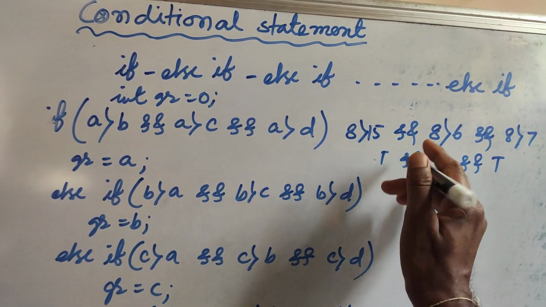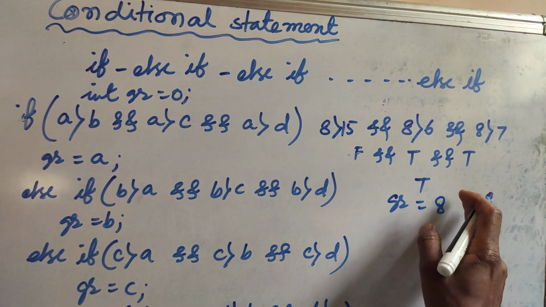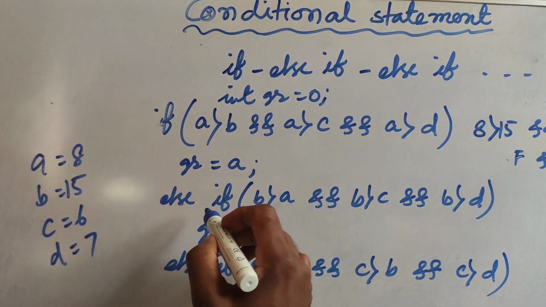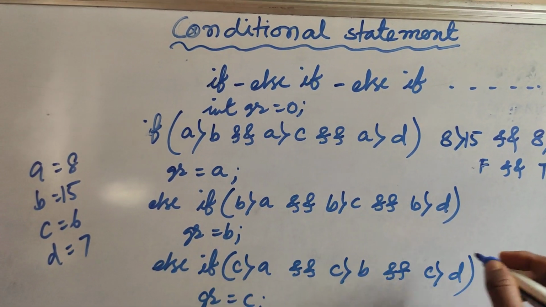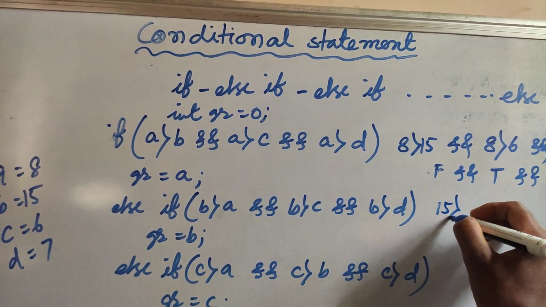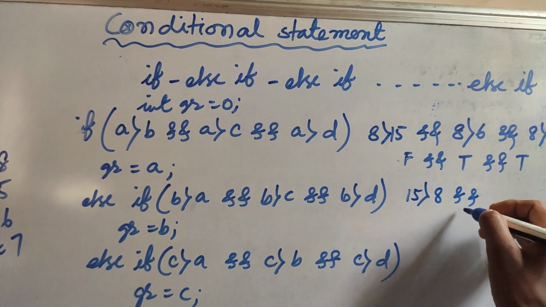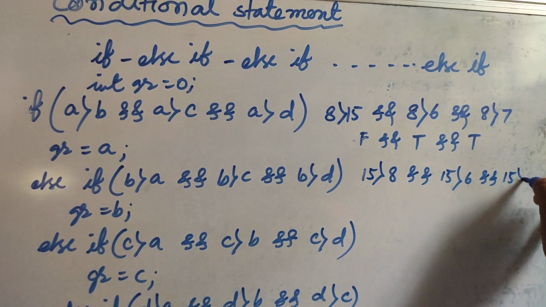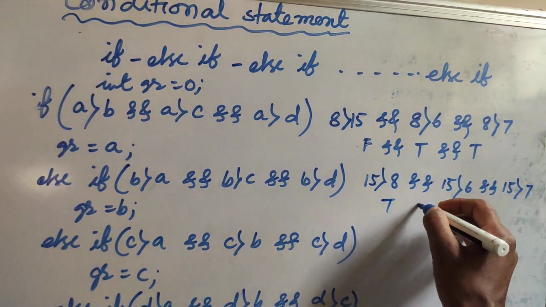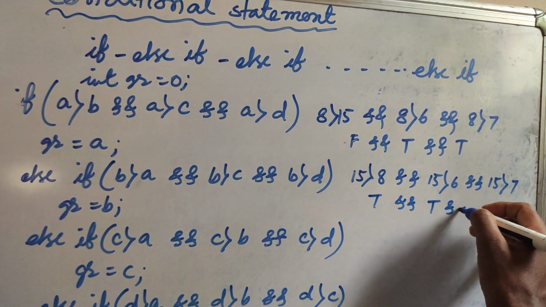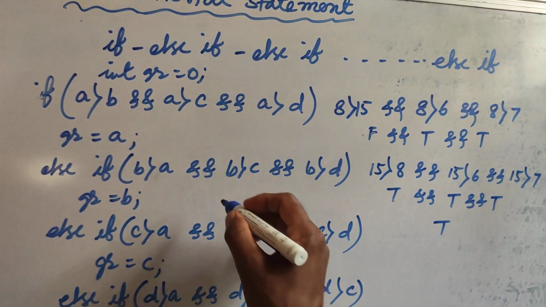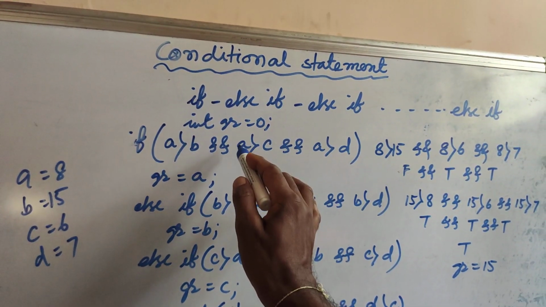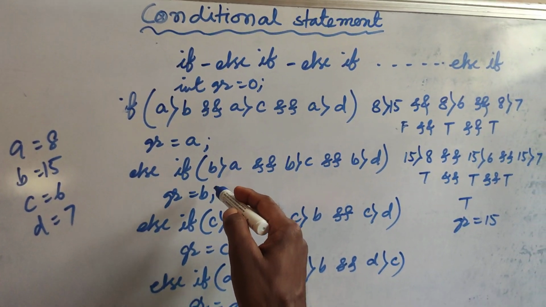8 greater than 15, false. If it is false, then the greater-or-equal-to-a condition will not pass. Then the computer will jump to the else if. Here it will check: 15 greater than a, 15 greater than 8, and 15 greater than 6, and 15 greater than 7. All true: true and true and true. So it is true, and greater or equal to 15 will come. I said if it is true, then this; if false, then it comes here.